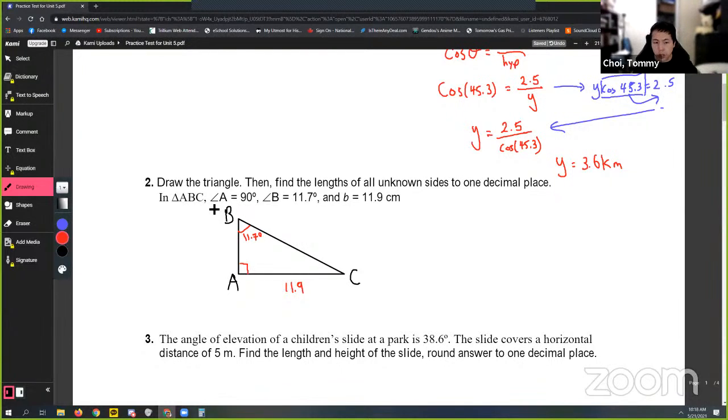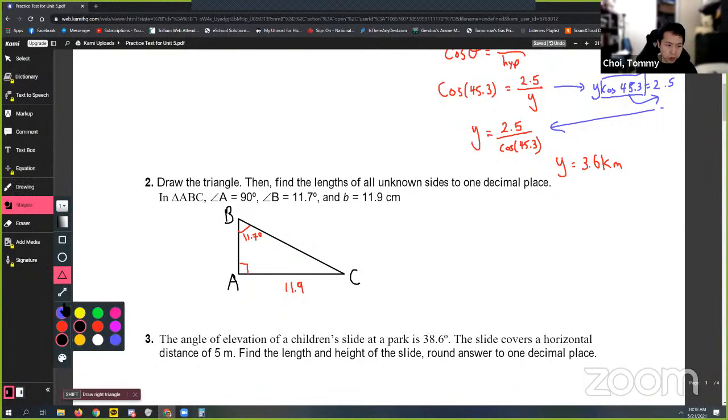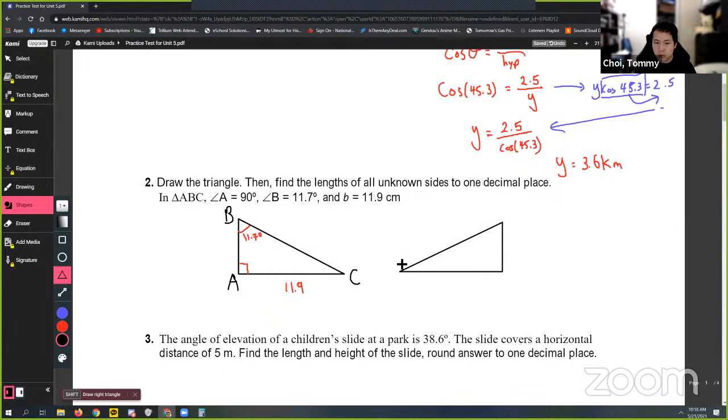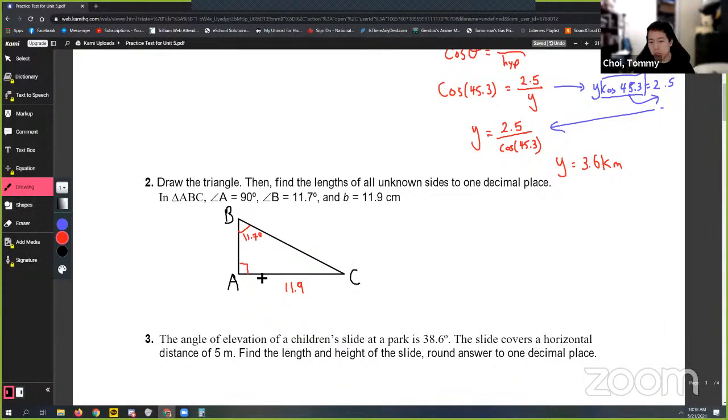You should start off with a triangle that looks like this. Maybe you drew your triangle the other way, maybe you drew it like this. Once again, it doesn't matter the way you drew your triangle. What matters, the key points here, is A is 90 degrees. Angle B is somewhere. That says 11.7 degrees. And side B is across from that. And then when we label this, we get hypotenuse, adjacent, and opposite, according to angle B.